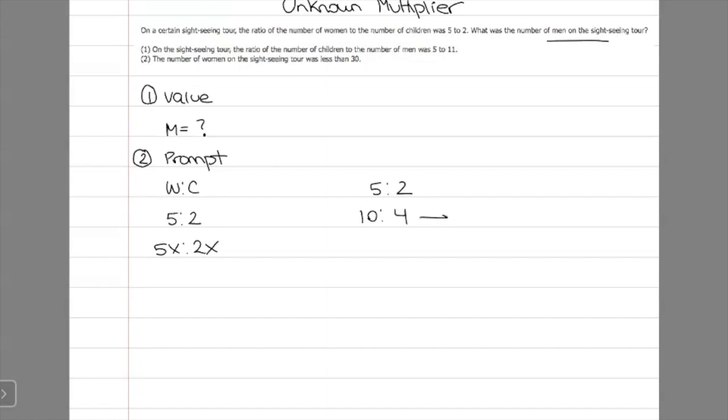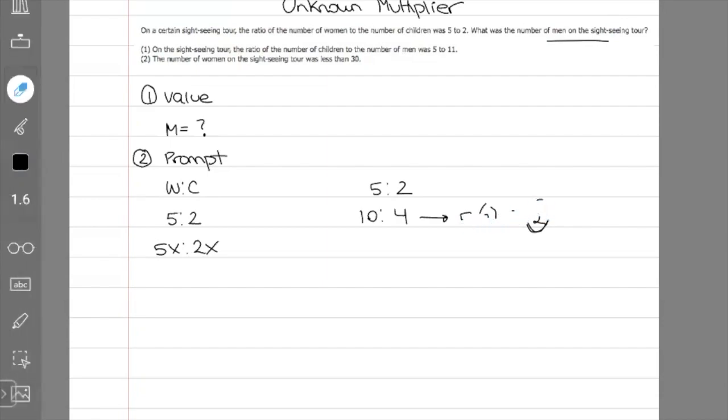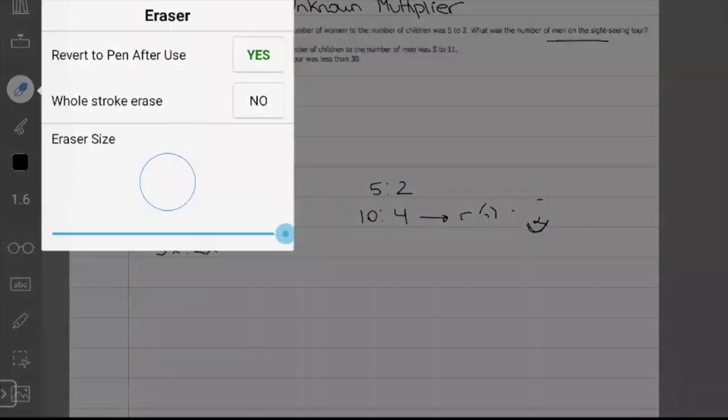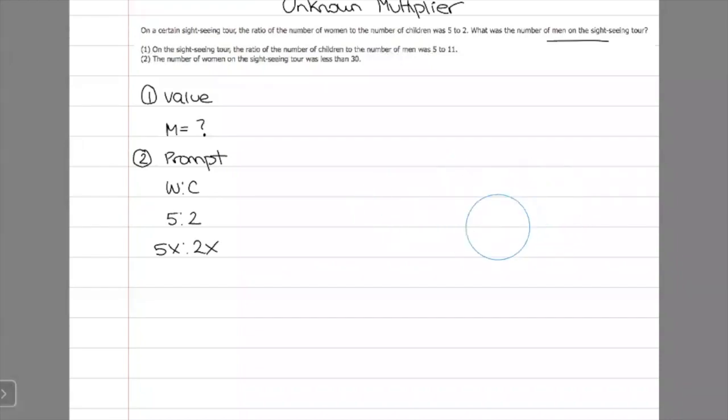See how this one you could rewrite as 5 times 2 to 2 times 2. So in this case, the unknown multiplier, the groups of 5 women and 2 children, is going to be 2. So then x would be 2. It's much better to work with unknown multipliers rather than just ratios, because this way you can immediately find the numbers that you're looking for.